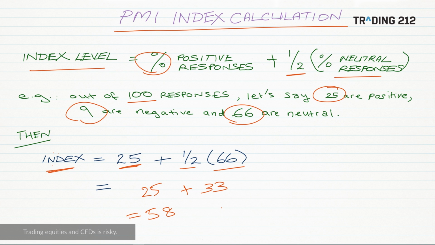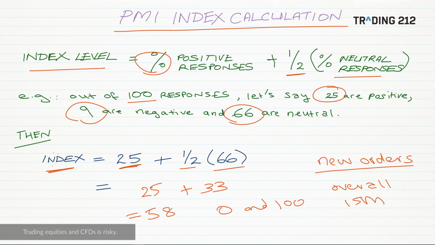This number is always between 0 and 100, and this could be for any of the different areas, say for example new orders, or production, or employment, or supplier deliveries. And then the overall ISM is calculated by adding together on a weighted basis all these different components, with the biggest weighting given to new orders.